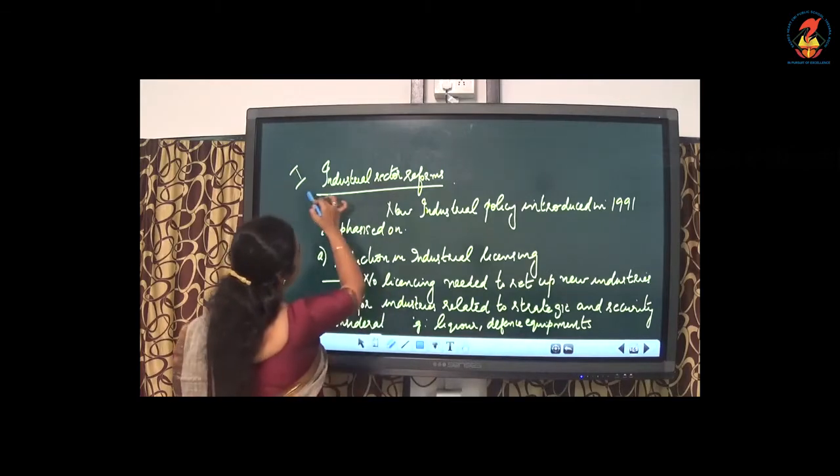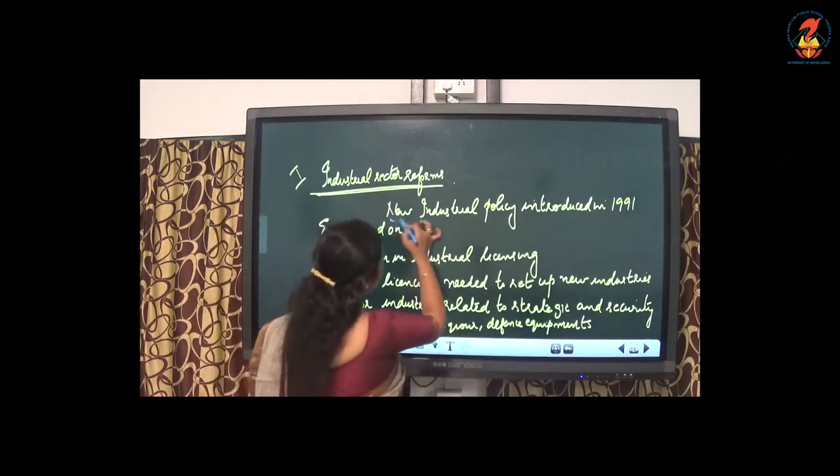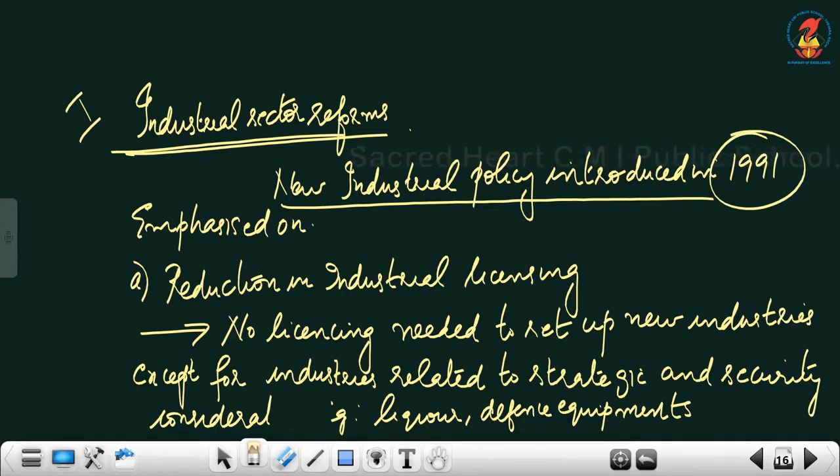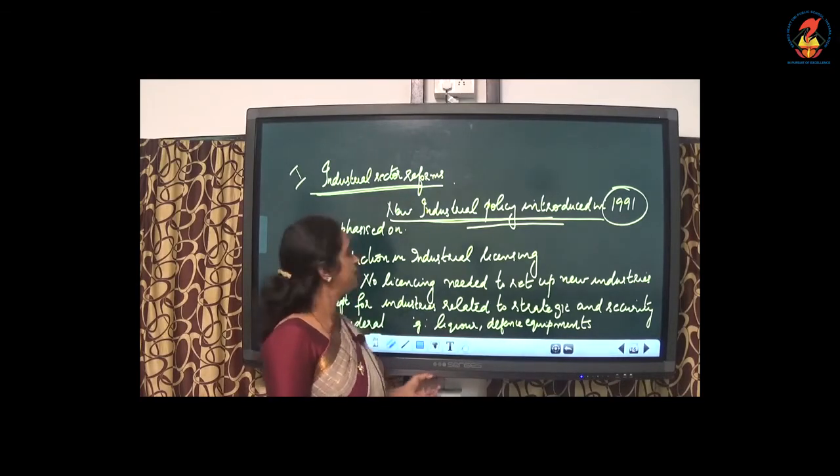Now, which are the major industrial sector reforms? The new industrial policy was introduced in 1991. During the planning period, the industrial policy resolution was passed in the year 1956. During the economic reform in 1991, the new industrial policy was introduced. Now, let us see what was the main emphasis under this industrial policy of 1991.